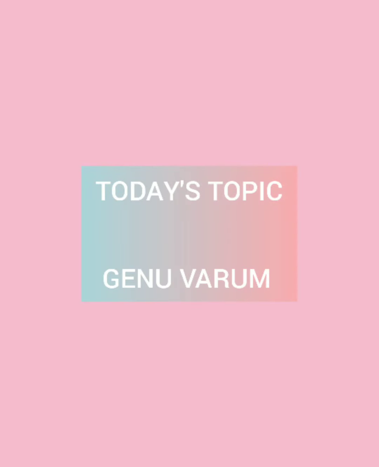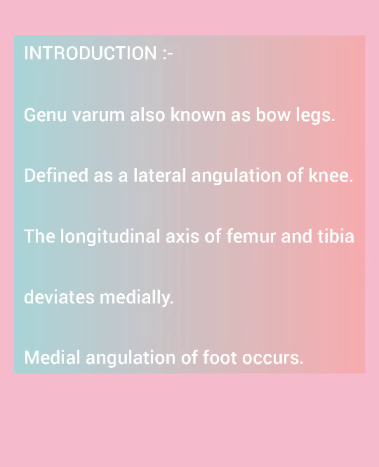Today's topic is genu varum. So let's get started. Firstly, we will talk about the introduction part. Genu varum, also known as bow legs, is defined as lateral angulation of the knee.